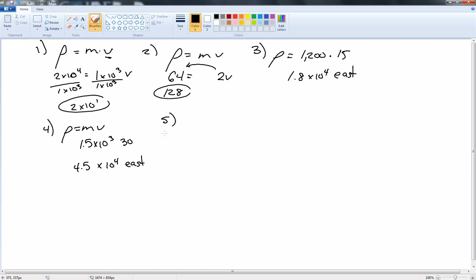Let's see. 5. What is the unit of momentum? So we've already seen this a couple times. They even tell you in the questions beforehand, momentum is measured in kilograms times meters per second.